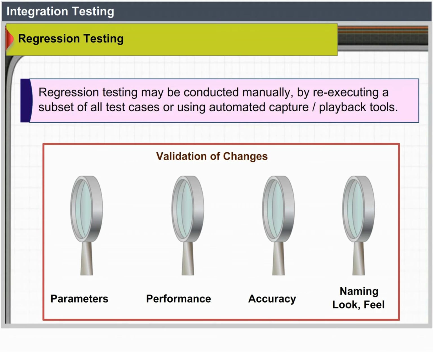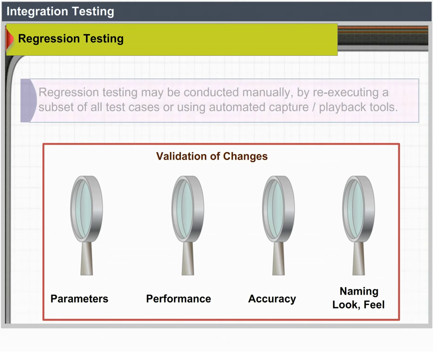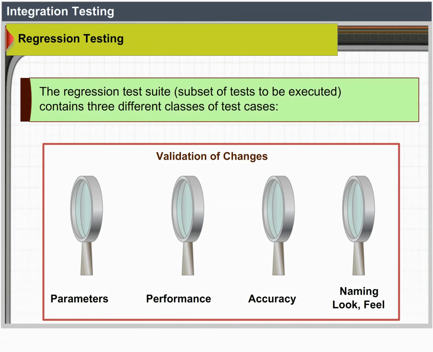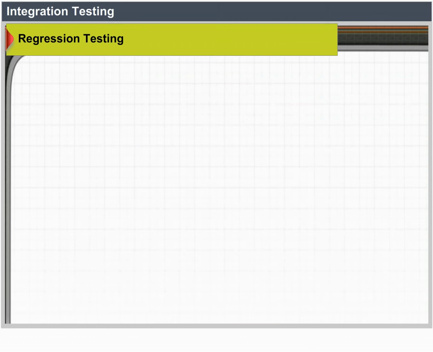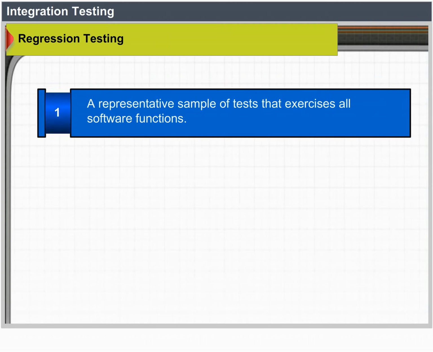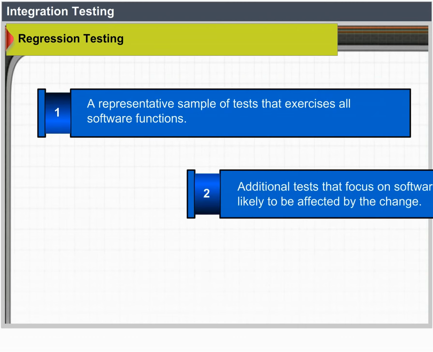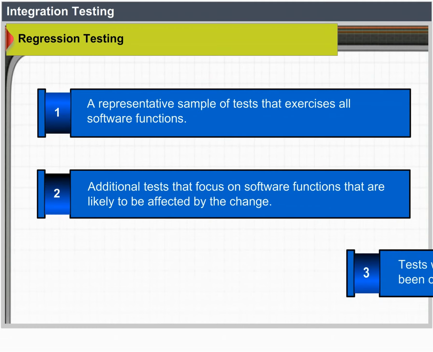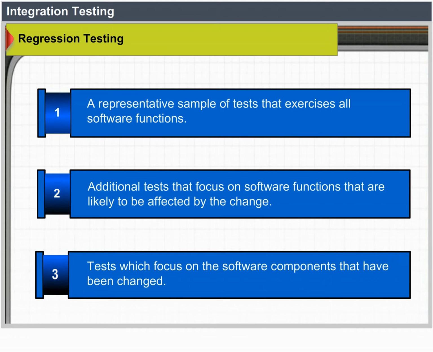Regression testing may be conducted manually by re-executing a subset of all test cases or using automated capture playback tools. Capture playback tools enable the software engineer to capture test cases and results for subsequent playback and comparison. The regression test suite, the subset of tests to be executed, contains three different classes of test cases: a representative sample of tests that will exercise all software functions, additional tests that focus on software functions that are likely to be affected by the change, and tests that focus on the software components that have been changed.